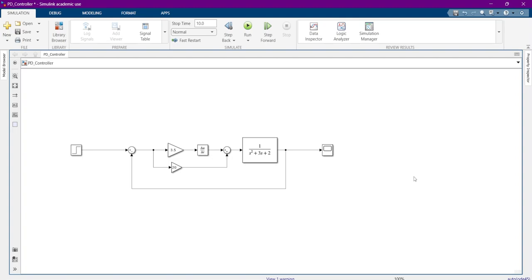In this video we are going to implement the PID controller that we have previously designed for this plant. Now the PD controller is still the same for now, and we will be adding the I, or the integral action, to this controller in order to have the complete PID controller.